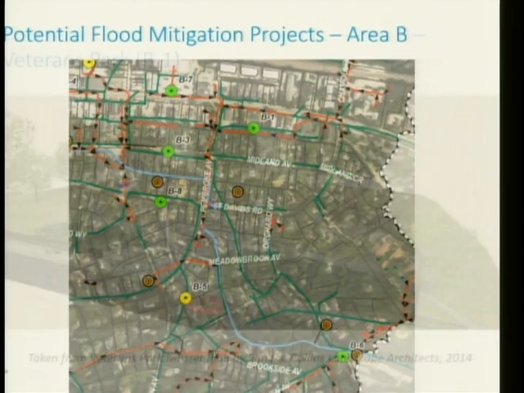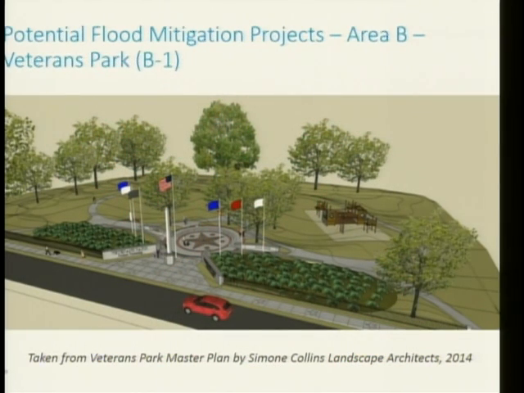Now, again, my idea for this is that this would be buried. Like a Banbury project, we would try to get as much storage underground as we could. And you wouldn't know it was there. You would still have the functionality of this park.